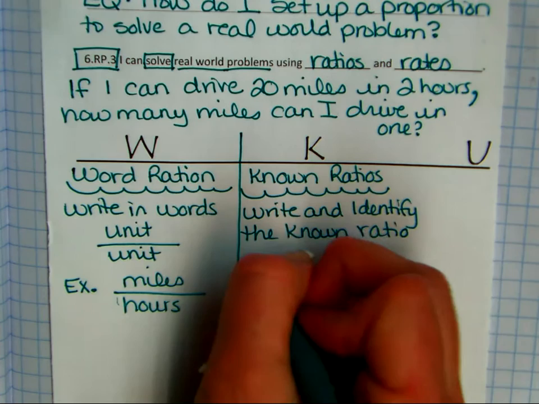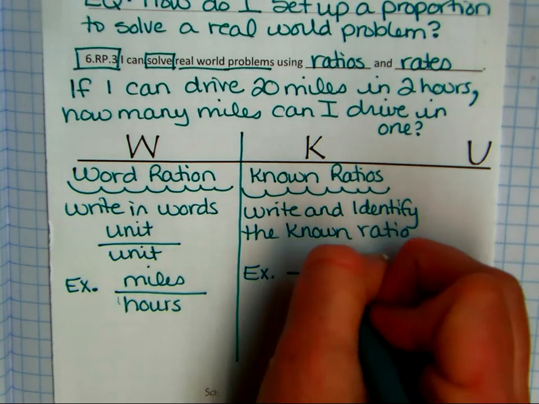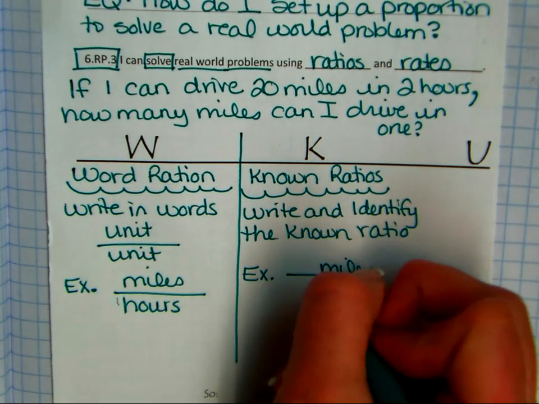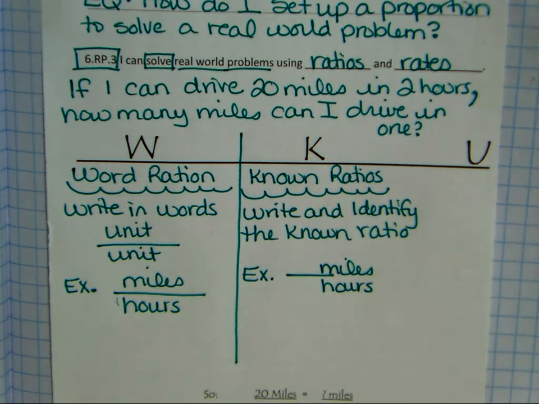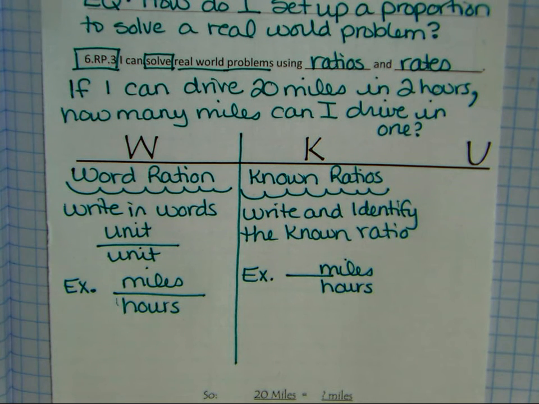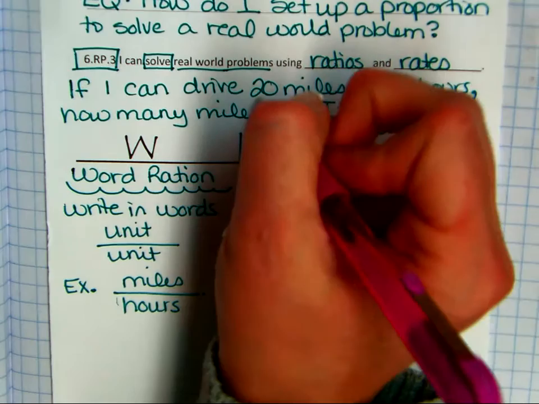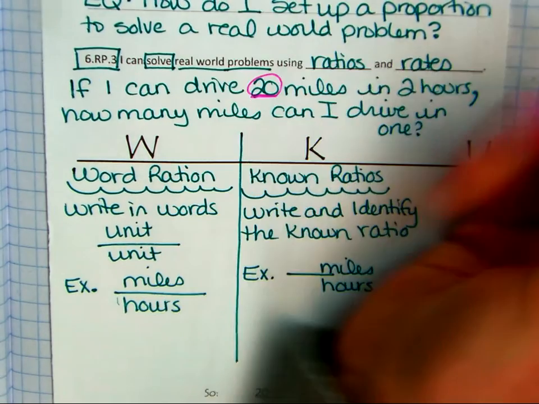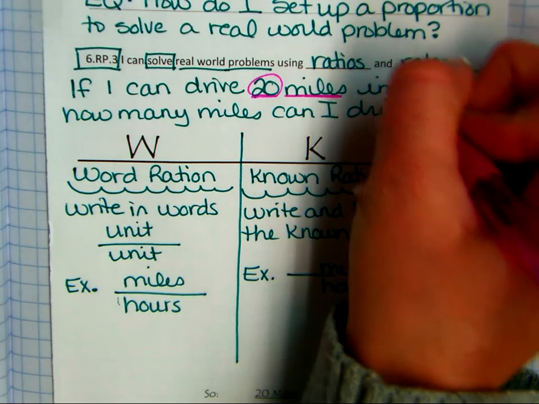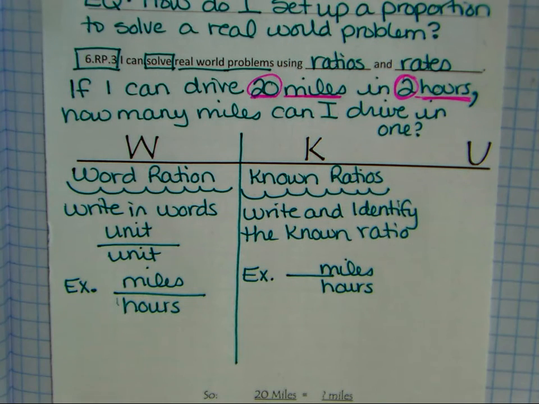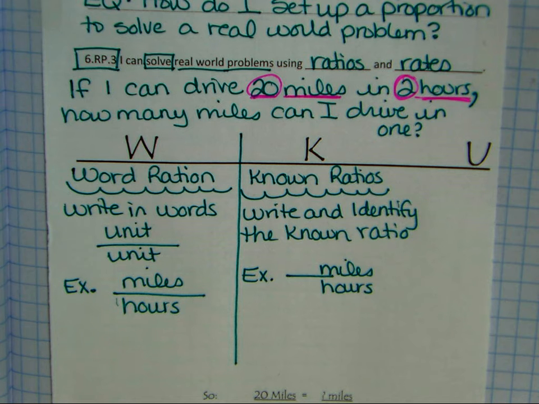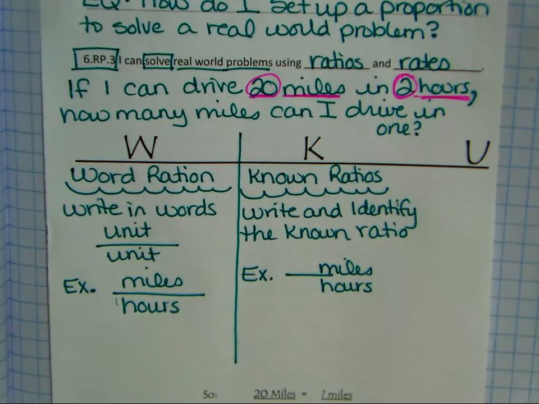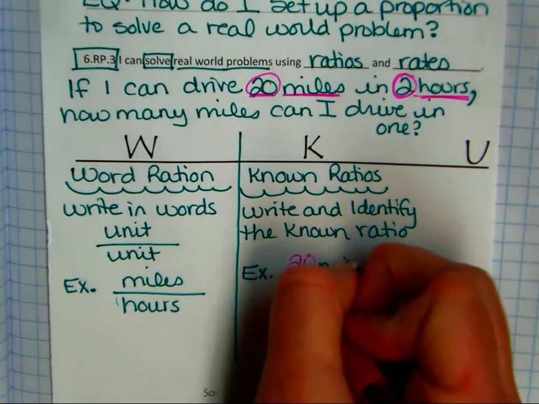And so for our example that we had, something miles over something hours. Well, if I go up above to my problem, I see that I have 20 miles and 2 hours. That's another reason why it's useful to mark our text when we're critically reading our word problems. So I'm going to fill in the blanks. So I've got 20 miles. Let me use this color pen. 20 miles, and I have 2 hours.